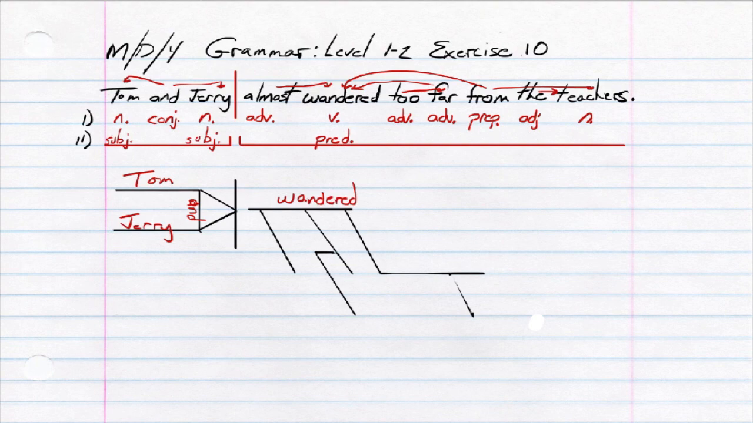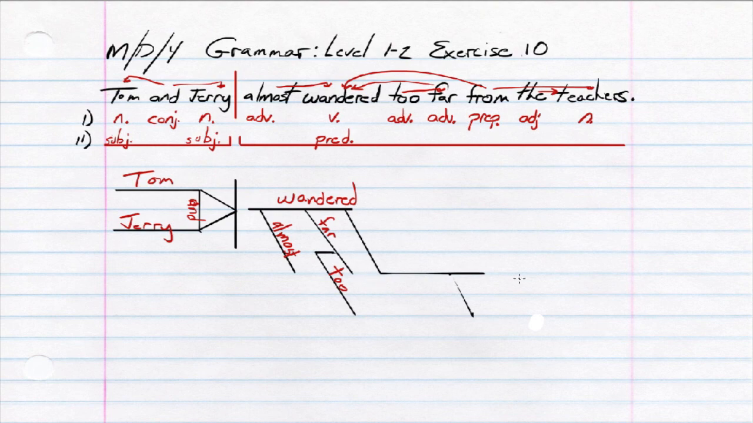And at this point, I have two individual words that are describing the wandering. One is almost and the other is far. If I go back up to my arrows, I'll see that far is modifying wandered and almost is modifying wandered. So they appear like that. I then have a word that goes here that tells me about the far. In this case, it's going to intensify it. Too far.